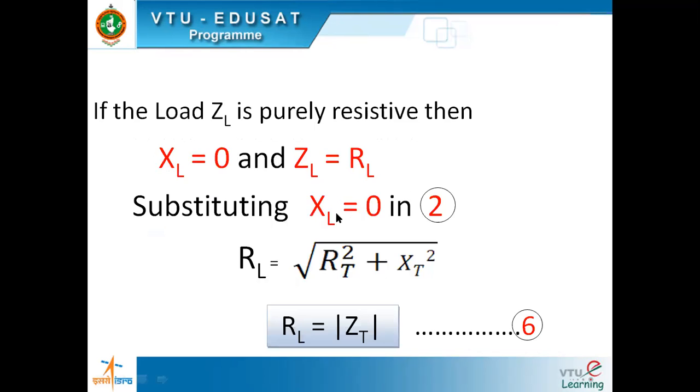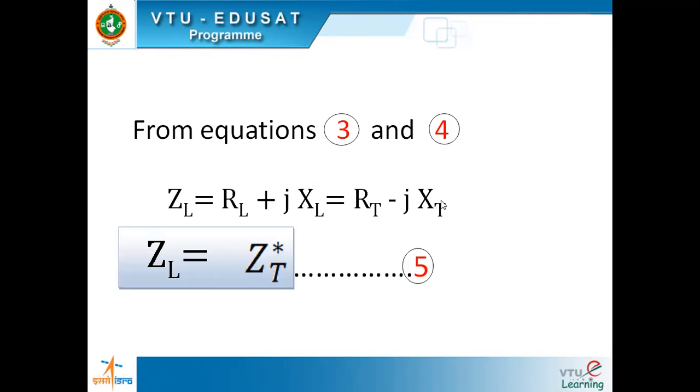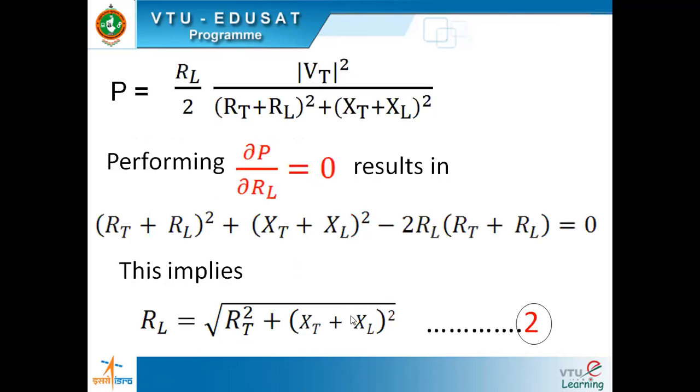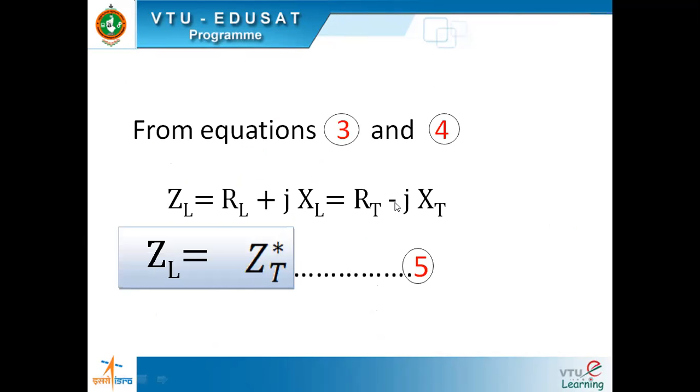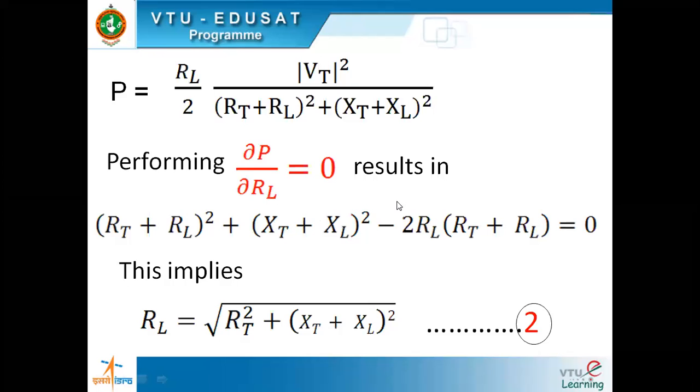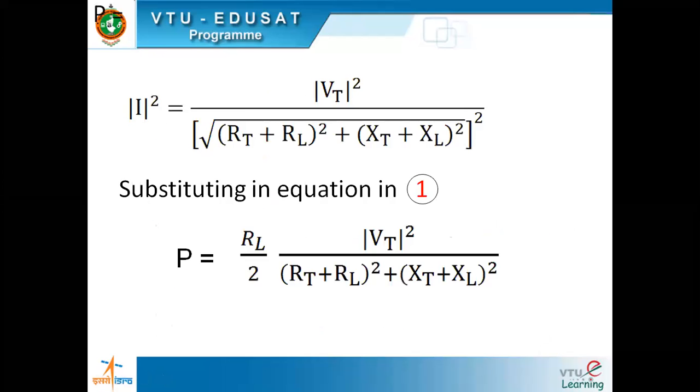So substituting XL equal to 0 into equation 2. Equation 2 is here. Earlier we substituted XL as minus XT. Now we are taking the condition: what if your load is purely resistive? If your load is purely resistive, XL is 0. So if XL is 0, what is this? Square root of RT square plus XT square. What is square root of RT square plus XT square equal to?